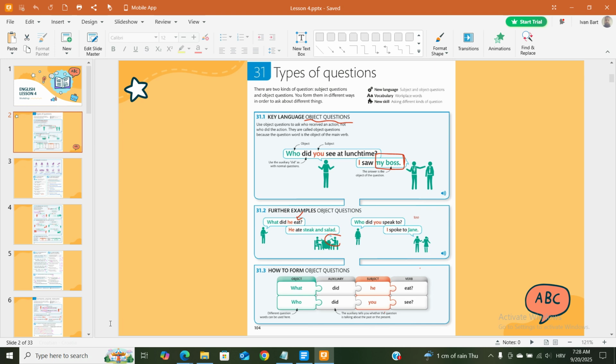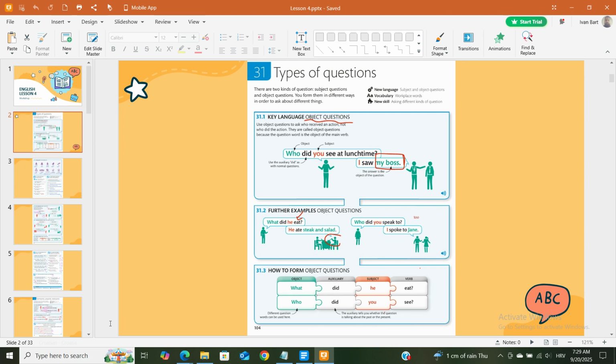New language: subject and object questions. Our vocabulary: workplace words. New skill: asking different kinds of question. Who did you see at lunchtime? Use the auxiliary did as with normal questions. I saw my boss. The answer is the object of the question.